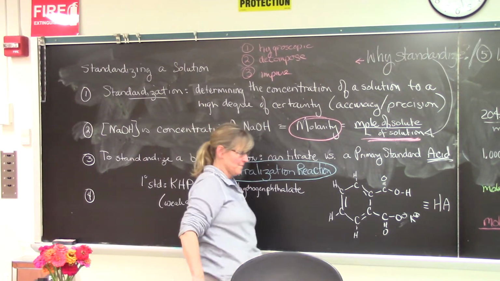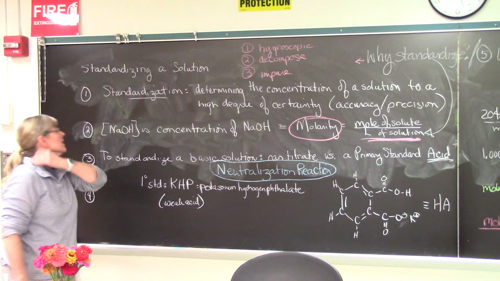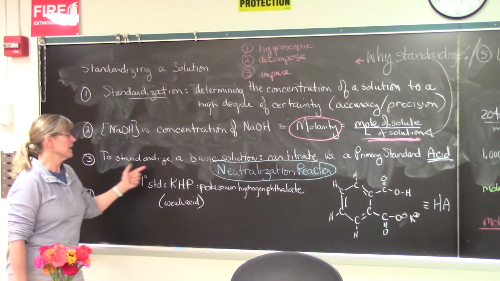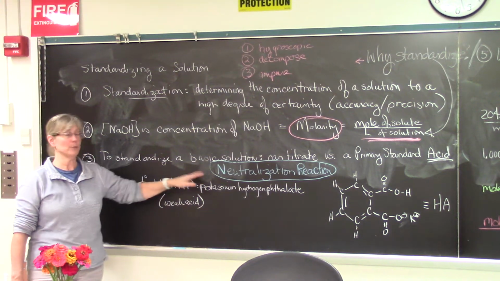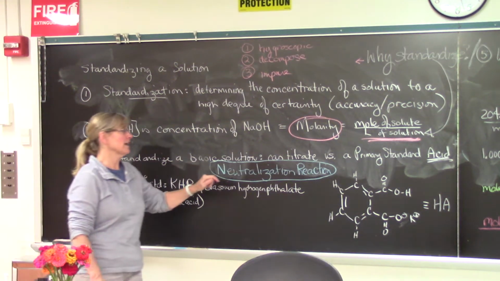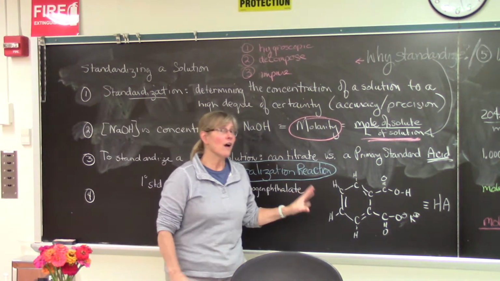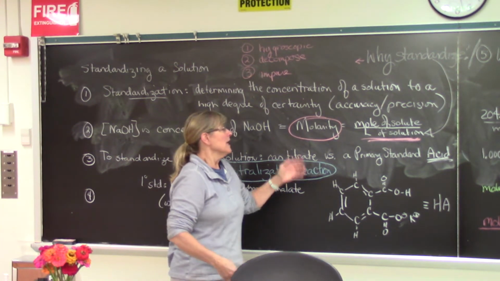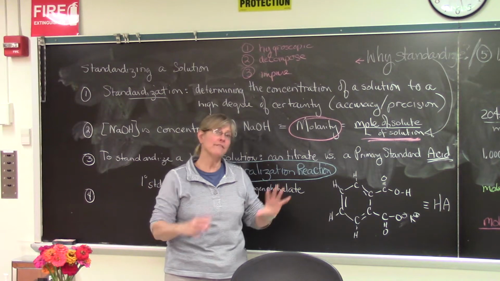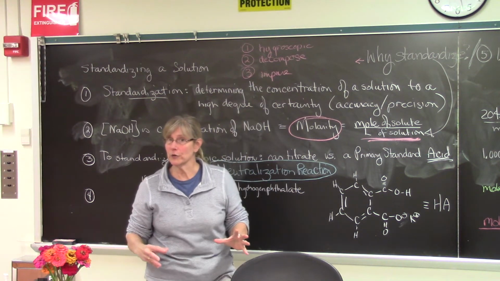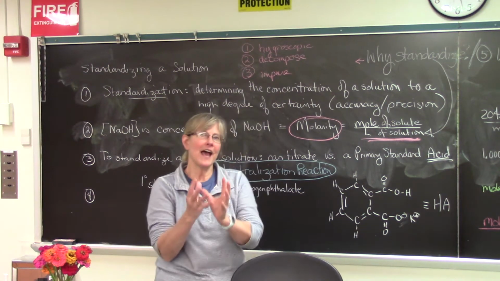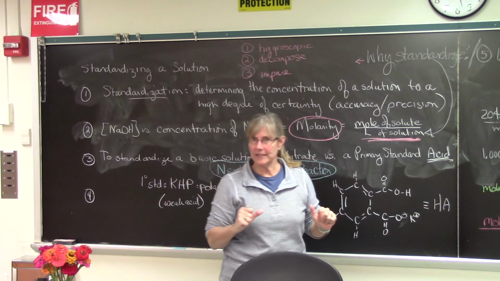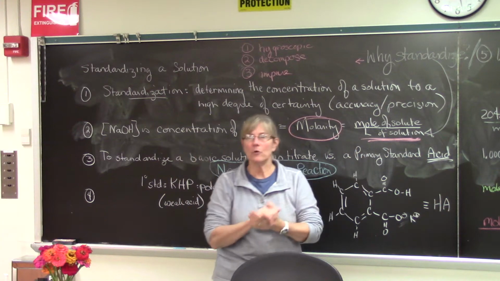So NaOH, as you know, is a strong base. We're going to be standardizing it by using a neutralization reaction. And the neutralization reaction is going to be using, obviously, an acid, since we're standardizing a base. Now, in order to have a good neutralization reaction, we have to have an accurate number of moles, in this case of acid. How do we do that?